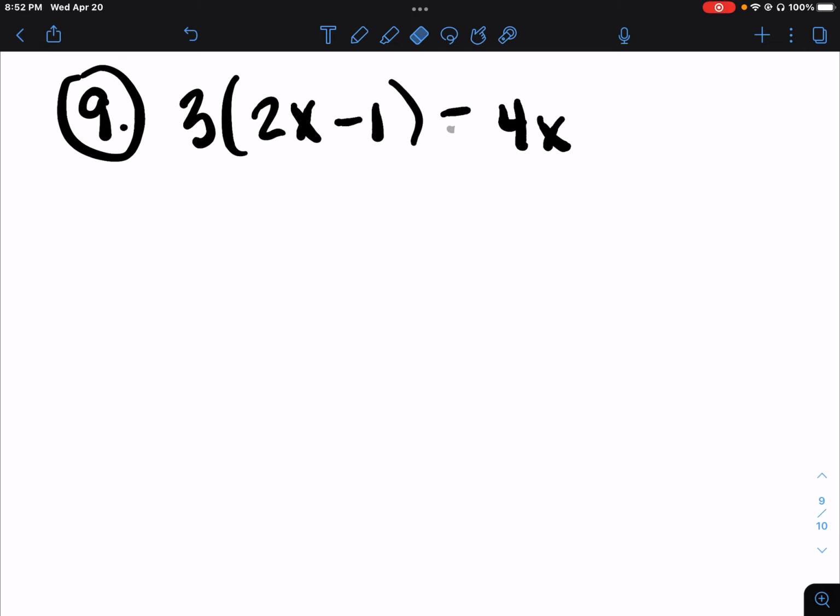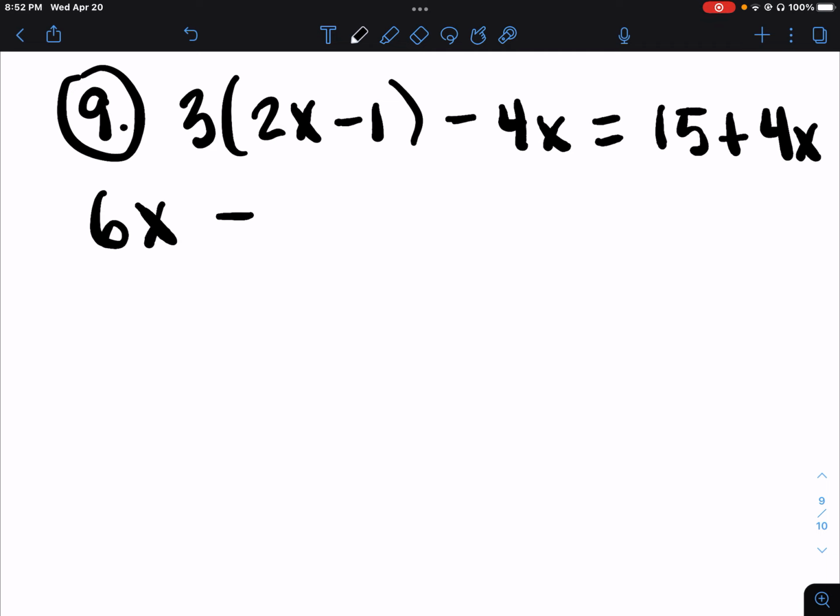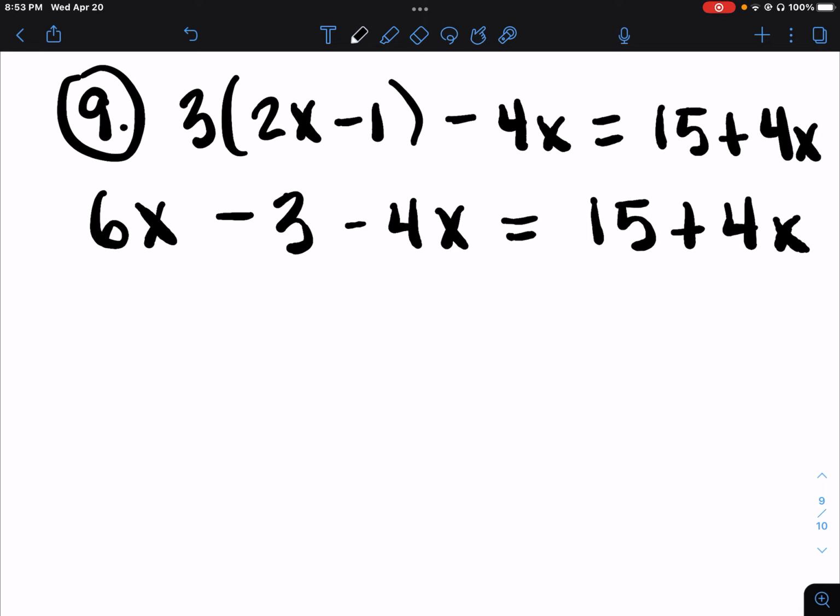Oops, should be subtract. Subtract 4x equals 15 plus 4x. Okay, I'm going to distribute the 3. 3 times 2x. 3 times minus 1. I did it again. Minus 4x. I don't add 15 plus 4x. They're not like terms.